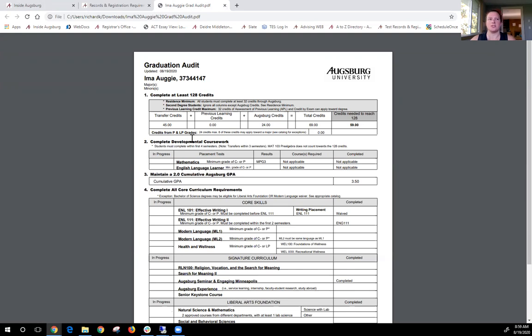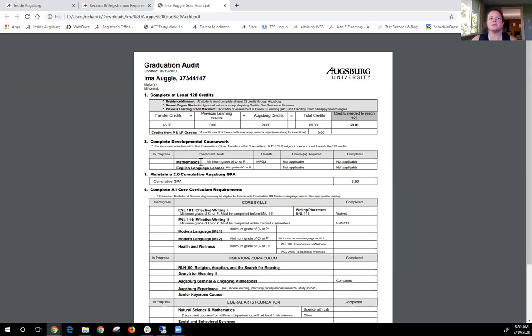Let's talk about developmental coursework. This is actually your math placement. If it says Math Placement Group 1, that means you need 2 developmental math courses: Math 103 Pre-Algebra and Math 105 Applied Algebra. Please note that Math 103 does not count towards your 128 credits. If you're at Math Placement Group 2, that means you just need 1 developmental math course, Math 105.